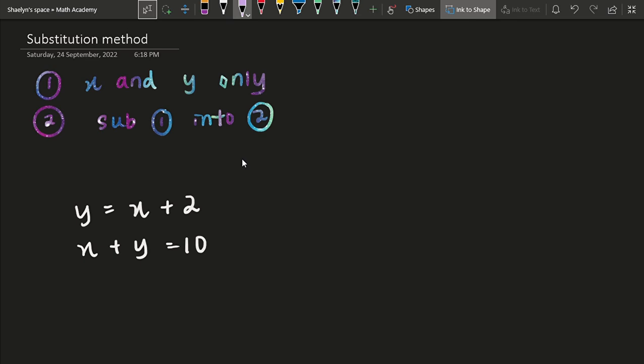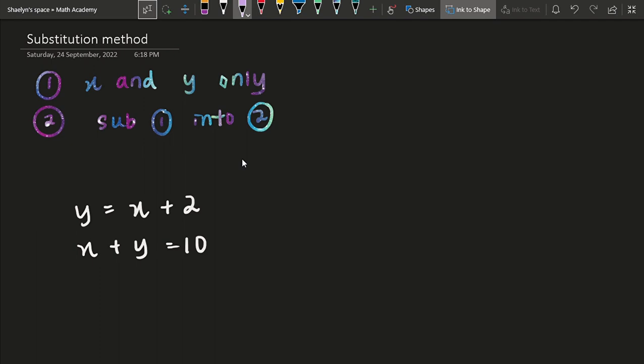Hello, so welcome to substitution method. We are going to solve two equations with two variables, and we're going to find the value of x and y. One of the methods introduced here is the substitution method. Usually we call it you sub 1 into 2, which means you sub the first equation into the second equation. So without further ado, let me demonstrate the first example.